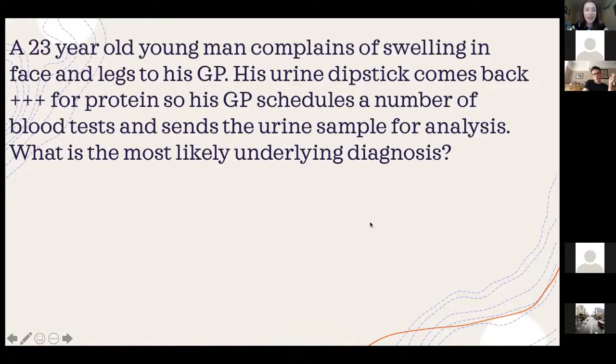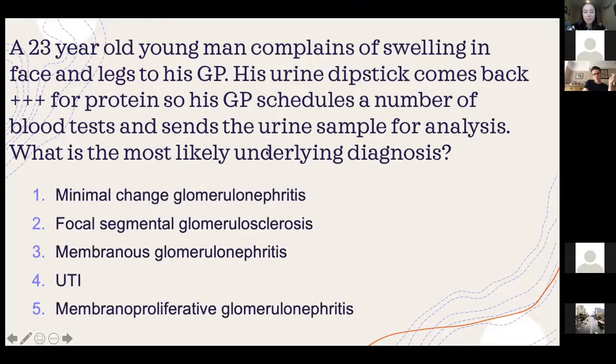Right, and the next question: a 23-year-old young man complaining of swelling in his face and legs to his GP. His urine dipstick comes back +++ for protein, so his GP schedules a number of blood tests and sends a urine sample for analysis. What's the most likely underlying diagnosis here? So if you just have a think, pop your answers in the chat, and then we can go through them again after I've talked through the other questions.